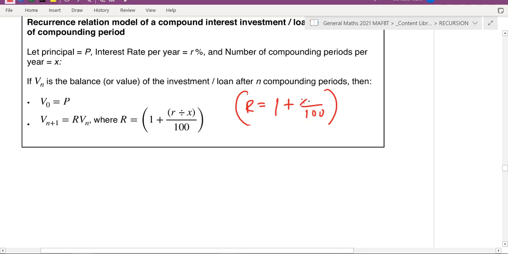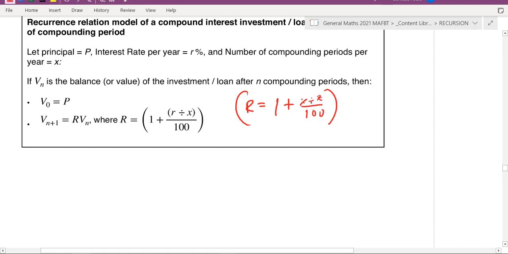So if you're compounding monthly, you divide by 12. That x changes to 12. If you compound daily, x will be 365. If you compound weekly, it'll be 52. If you compound biannually, that means twice, so it'll be divided by 2. That's the only thing that's changed here. If it's different compounding periods, you have to add this divided by x in here. Does that make sense? That's pretty easy.